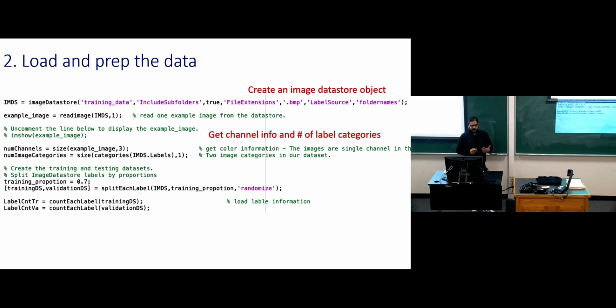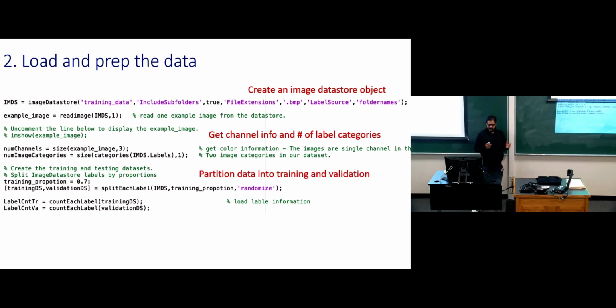Then here we have just some variables which log the channel information. What is meant by channel? Channel is whether your image is a single 2D matrix or it has 3 different channels like RGB. In our case, the channel is just 1 because our image is bitmap, so it's pretty obvious. And the number of label categories for us would be 2, either circles or crosses. So that information is just getting read from the image data store.